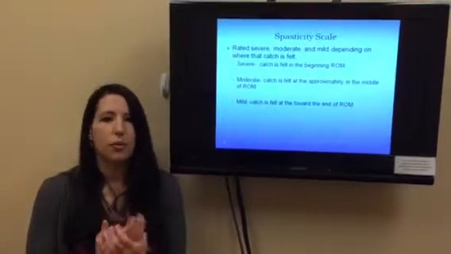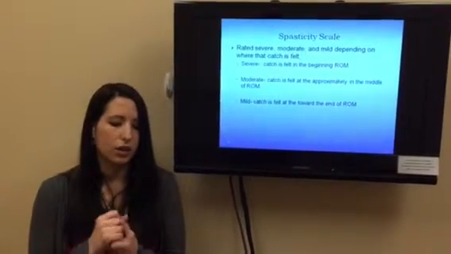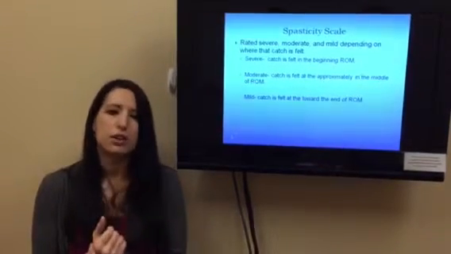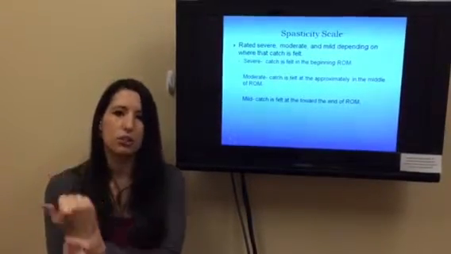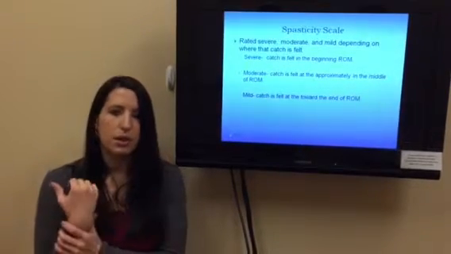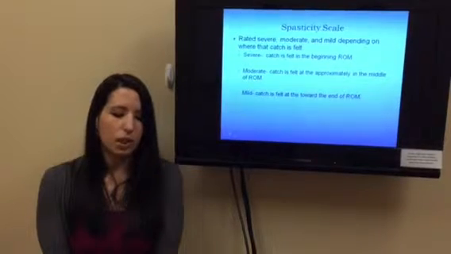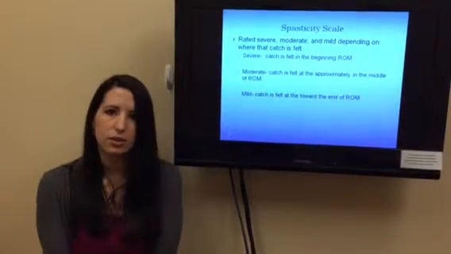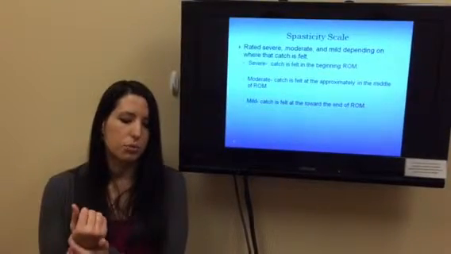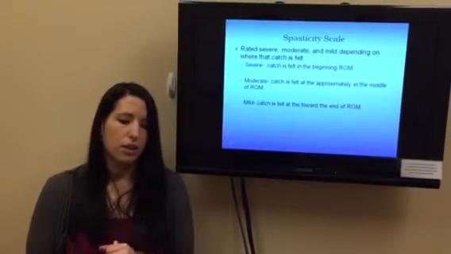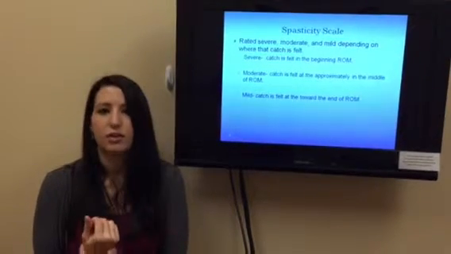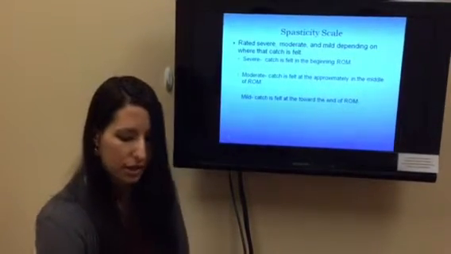This is one of the ways to rate tone. It goes from mild, moderate, and severe. Severe tone would look like a catch in the beginning of the range of motion. Moderate tone is going to be a catch in the middle, and you're going to have to approximate whether it's in the middle. You're probably not going to know exactly for sure, but you can approximate that. And then mild tone is going to be a catch at the end. So you're looking for the stretch reflex catch. That's what it's called, so pay attention to that.